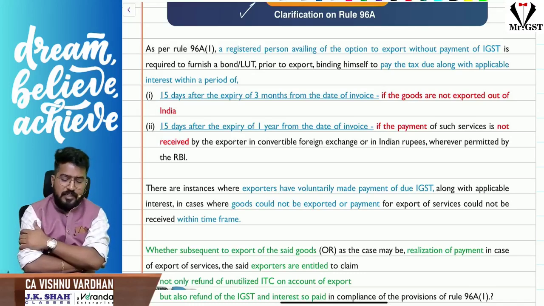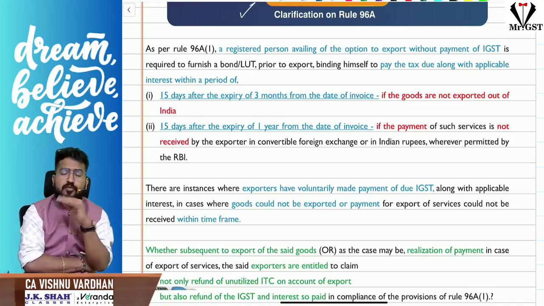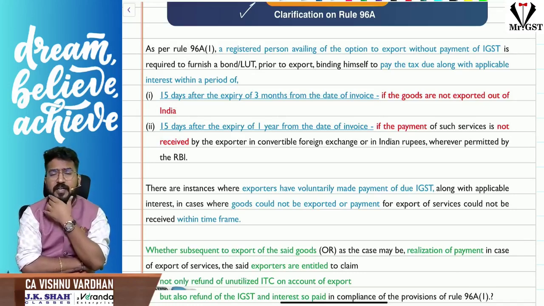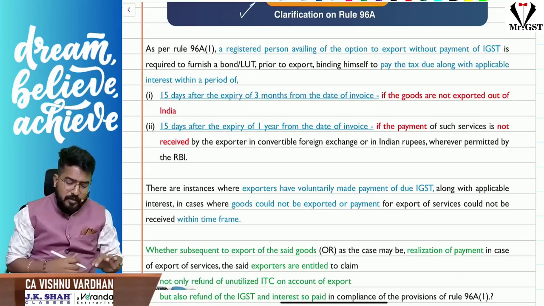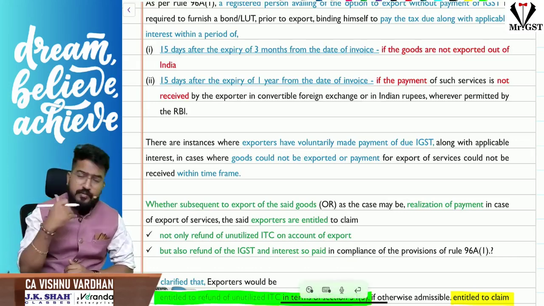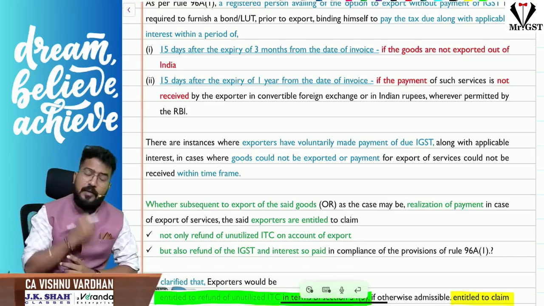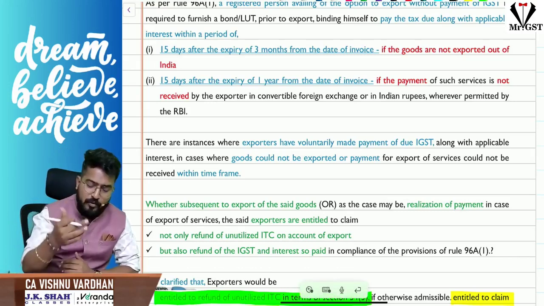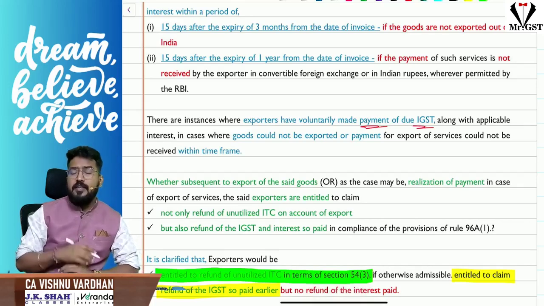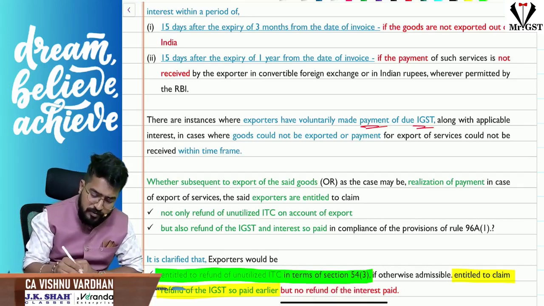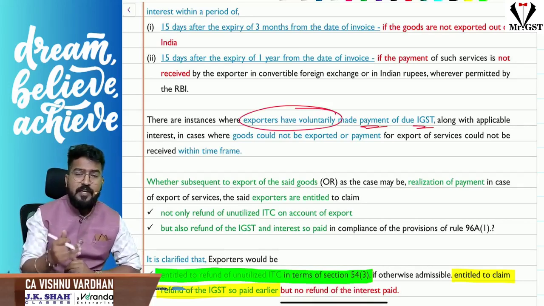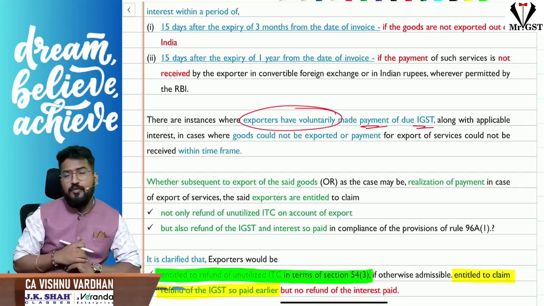If that is not happening, what will be done? You have claimed that benefit of not paying taxes. No. So we will make you pay. That means if you are not exporting the goods within 3 months, or you are not receiving the payment within 1 year, we will make you pay the tax. So the payment of IGST should be done. Sometimes exporters will voluntarily pay this.